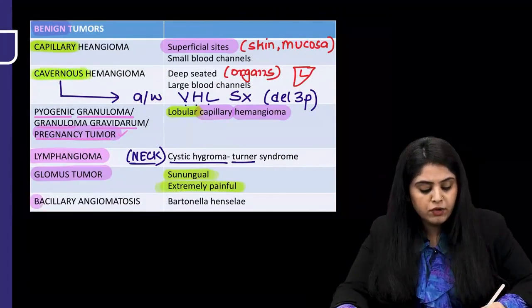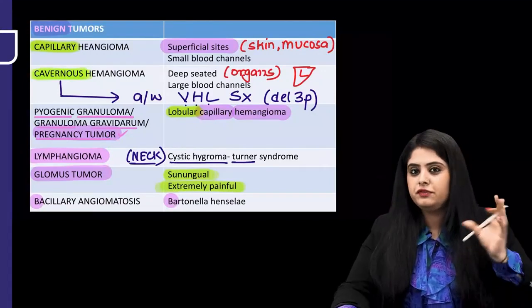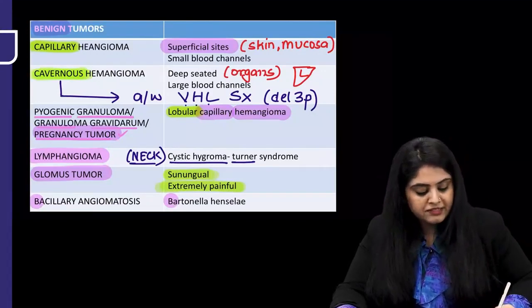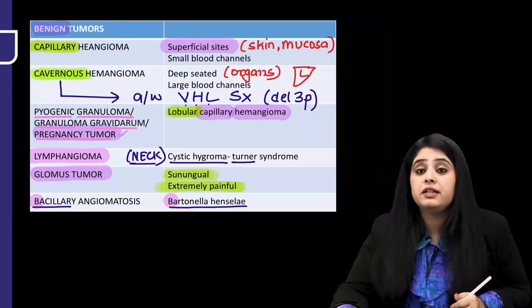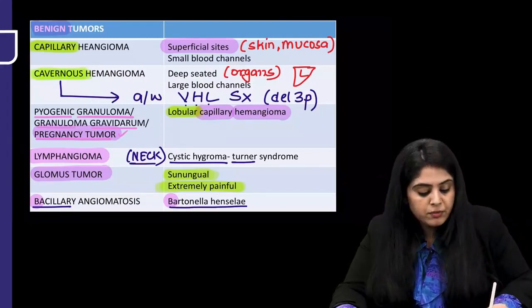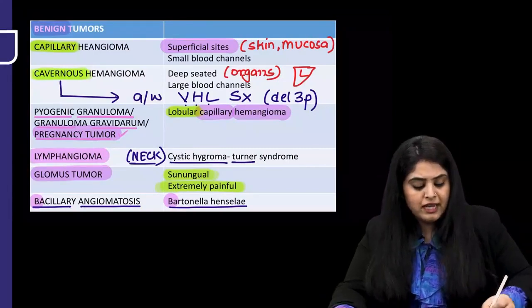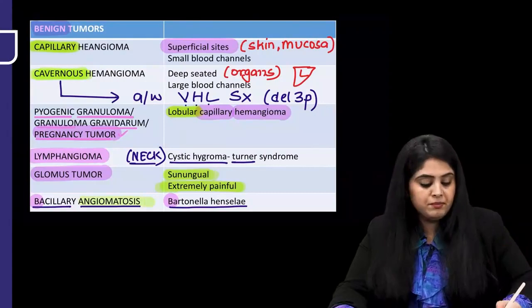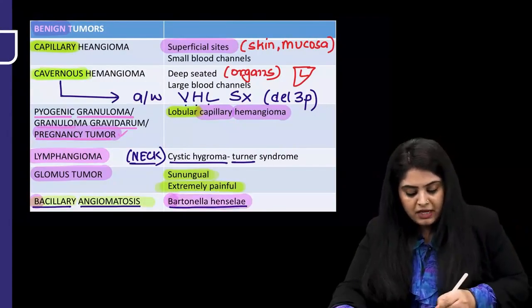This I've only got for your microbiology correlation. Bacillary angiomatosis. If you break this word, bacillary means there is some bacteria. What bacteria? B for B, Bartonella henselae. And angiomatosis means some blood vessel proliferation. So you will say this is common sense. Angiomatosis means a blood vessel problem. Bacillary means a bacterial problem. The bacteria we have studied is Bartonella henselae.